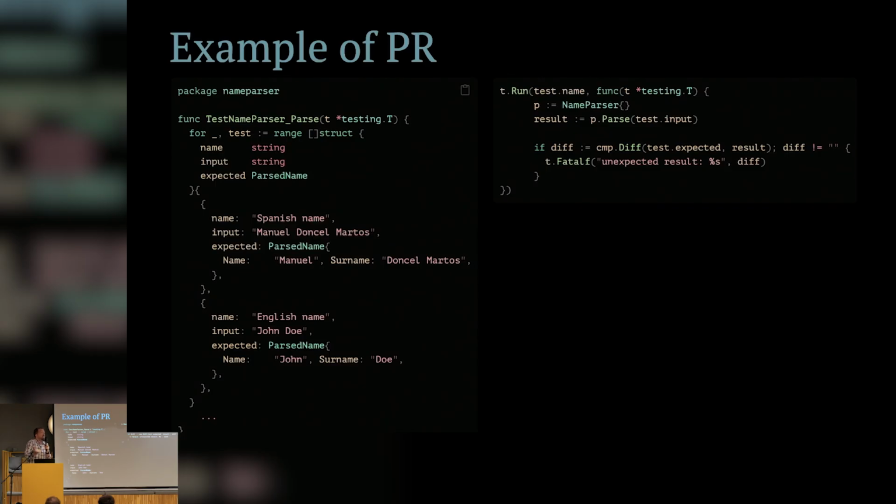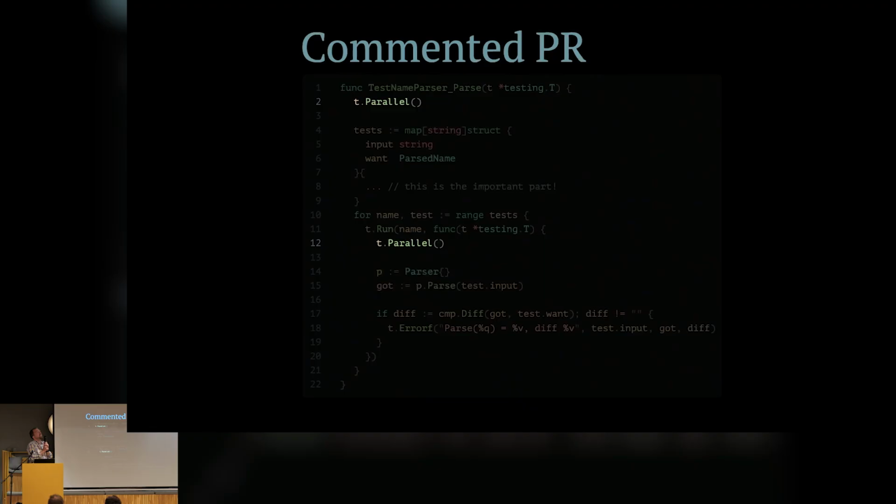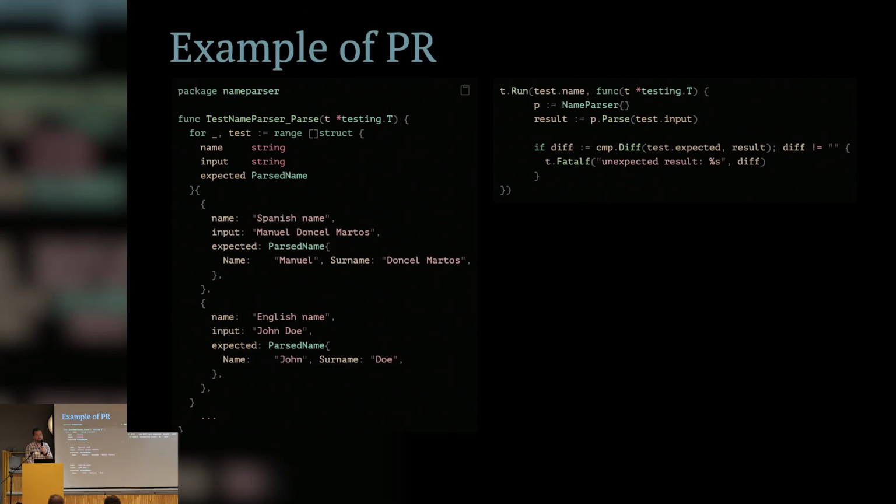It seems fine, more or less. But let's go to the next slide and see a bit what was happening. This is the commented PR. Then we have someone saying, you didn't put T parallel. Also, we are not using table-driven testing in this way. We are creating a map and then passing it, because before, if you remember, it was inline in the for loop.